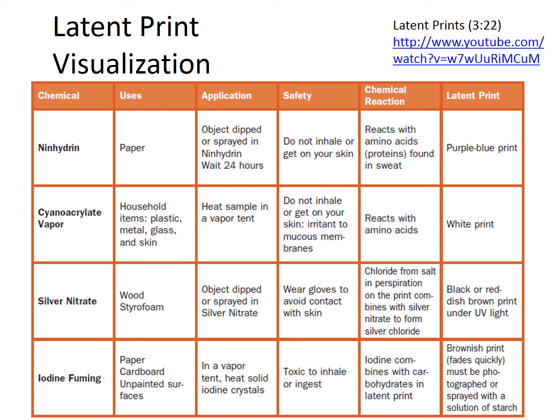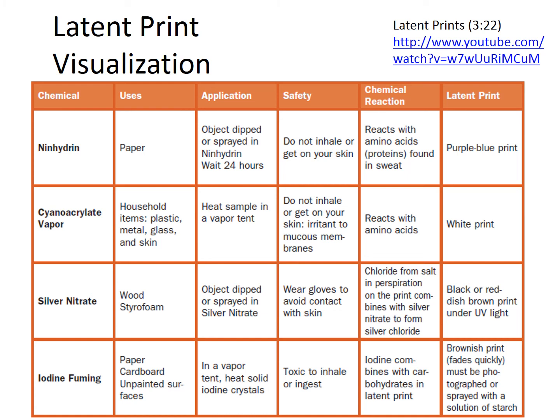Silver nitrate works well on wood and styrofoam, so things that are a little bit more porous. You either dip it or spray it or wipe it down with the silver nitrate. Wake County won't let us have it because it does have fairly high toxicity. And then the chlorine from the salt will combine with the silver nitrate to form silver chloride, and you get a black or reddish brown print.